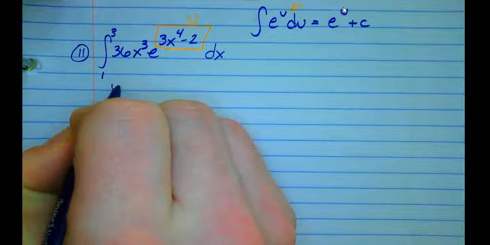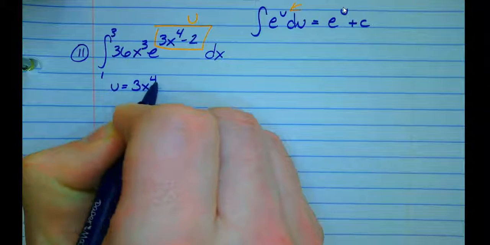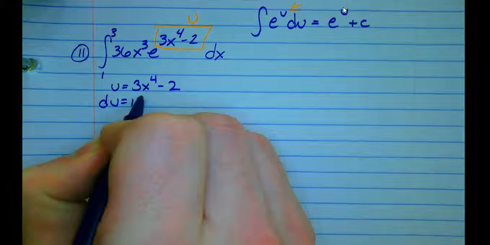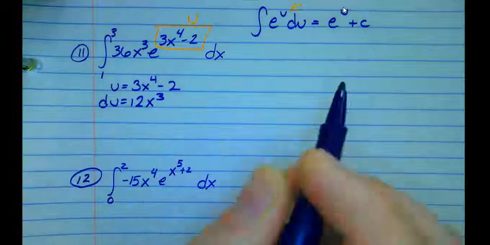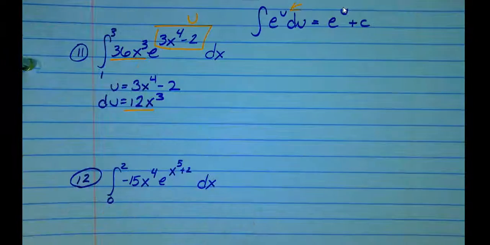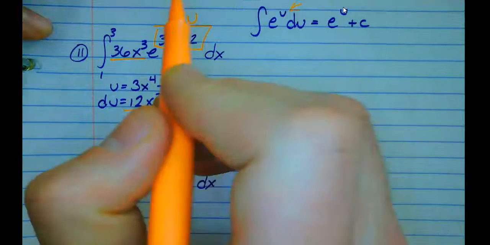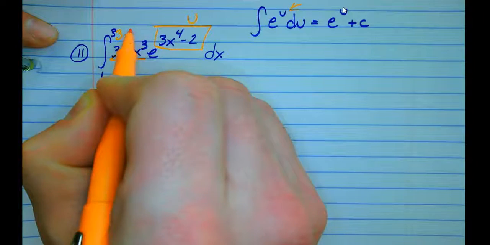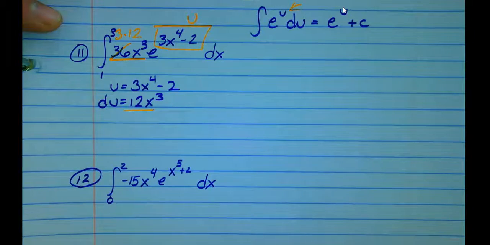So if u is equal to 3x to the fourth minus 2, well, what's the derivative of that? The derivative of that is 12x cubed. Does 12x cubed match the 36x cubed? Not at the moment, but 12 is a factor of 36. So I can split this 36 up into 3 times 12, just like we did in the previous problem. And then if I pull that 3 out, now I do have 12x cubed as my coefficient, which is du.